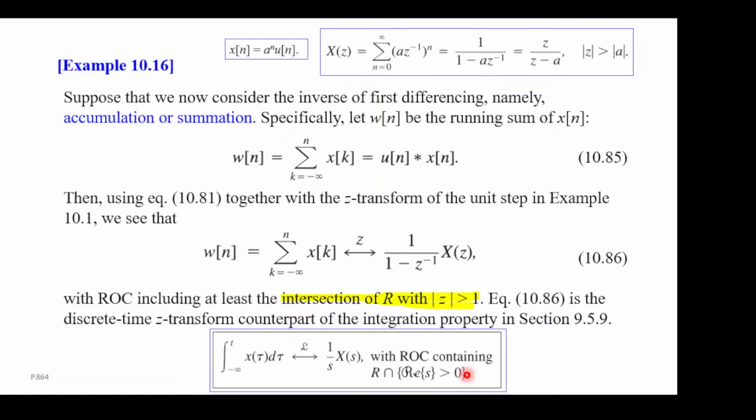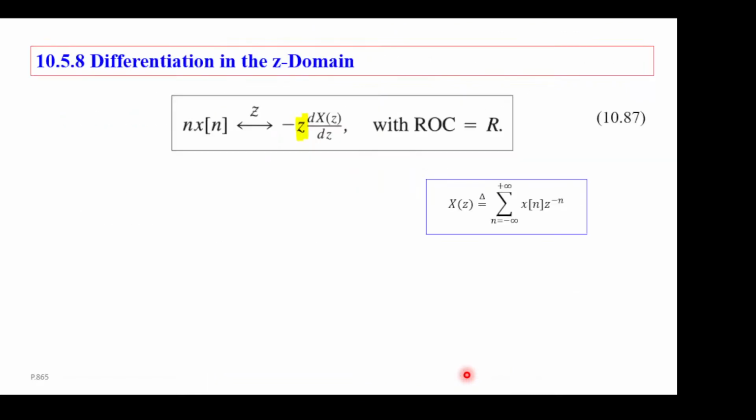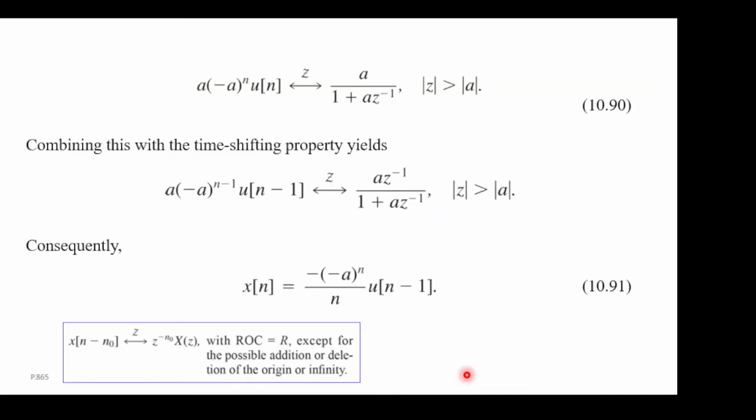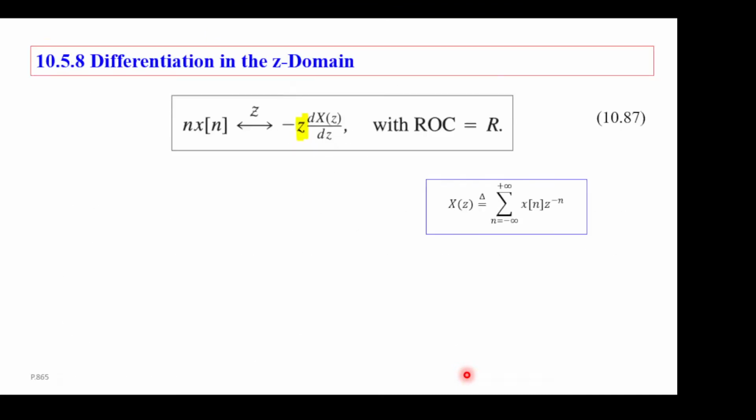So that's the difference and accumulation in the time domain. And then we go to a harder one, which is differentiation in the z domain. Now this is really weird. Actually, we don't have integration in the z domain because it would probably be very hard. But anyway, we have the differentiation in the z domain.